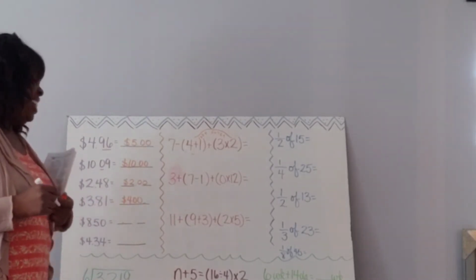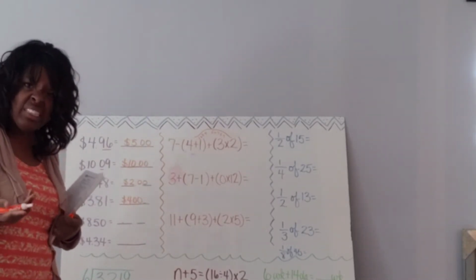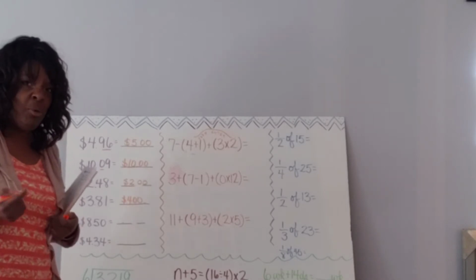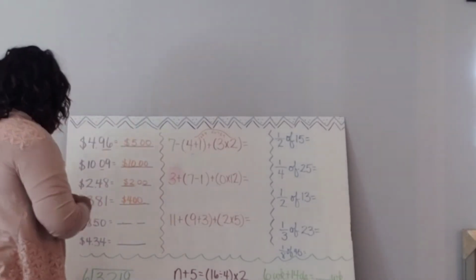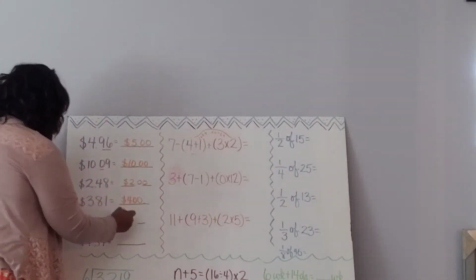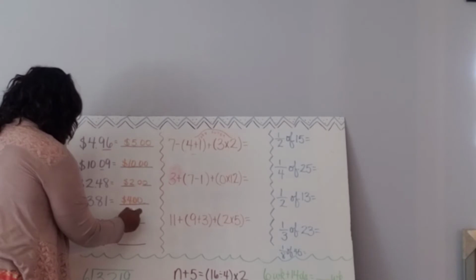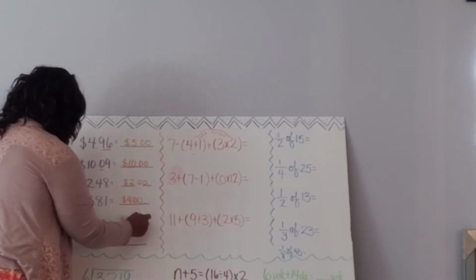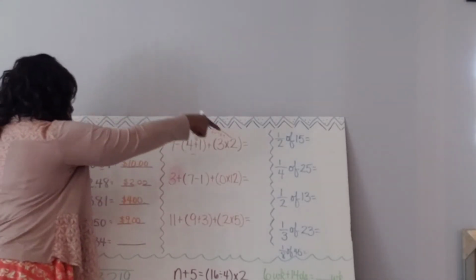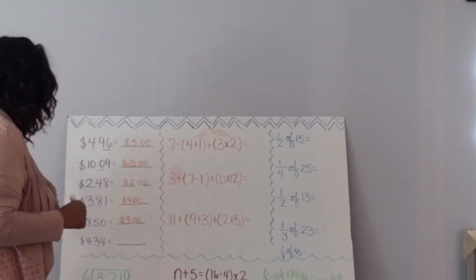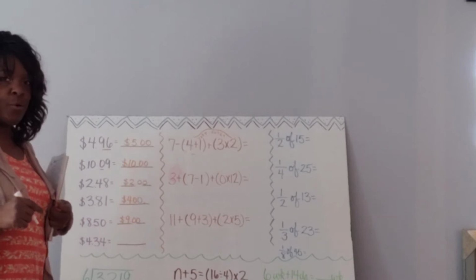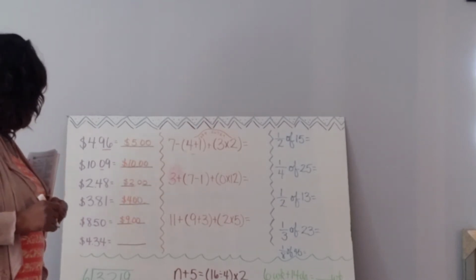Jackson, next one, $8.50. That one's like right in the middle, but what do we do? Yes, Jackson, excellent, good job. You're going to go up to $9 because 50 cents and over are going to go to the next highest dollar. Okay, good.